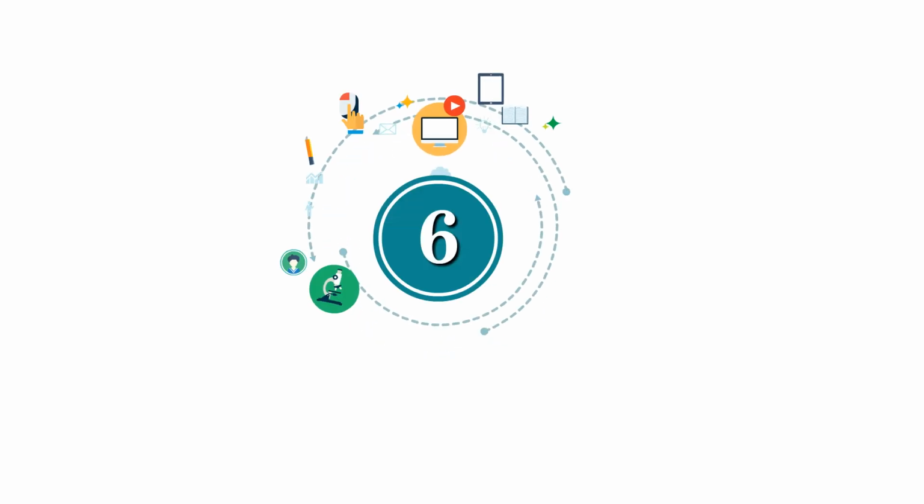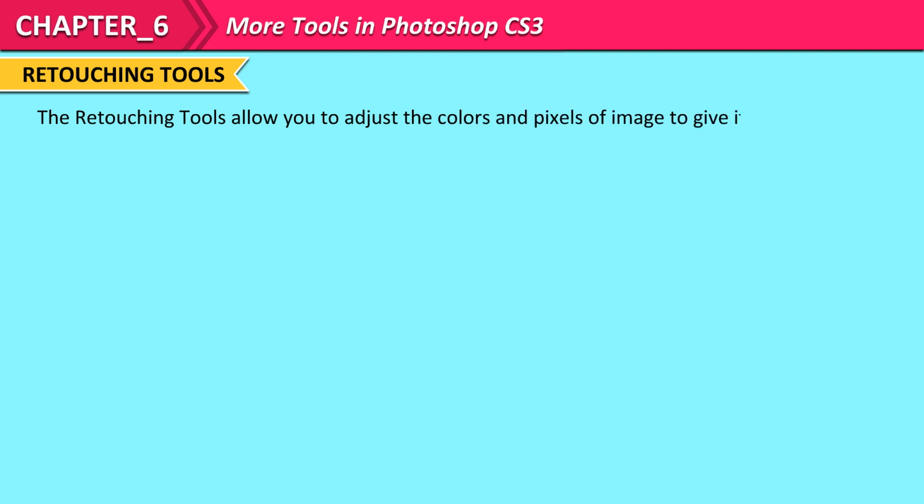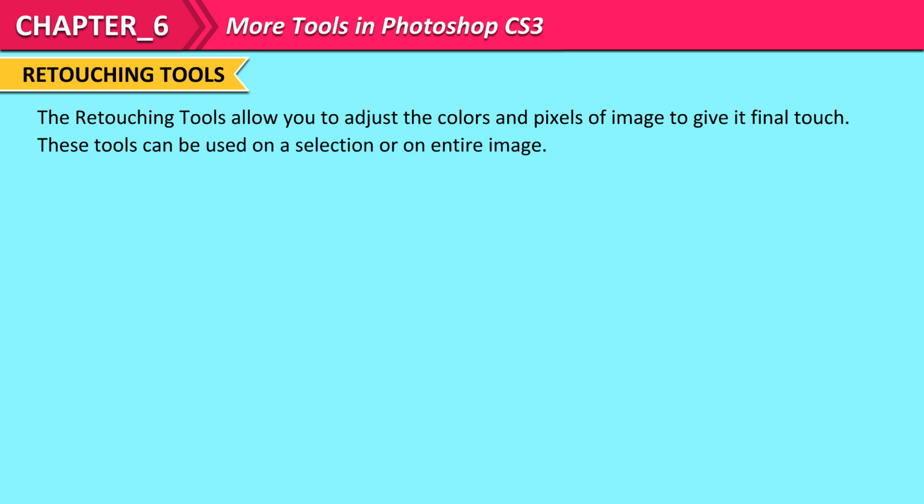Chapter 6. More tools in Photoshop CS3. Retouching tools. The retouching tools allow you to adjust the colors and pixels of an image to give it a final touch. These tools can be used on a selection or on an entire image.